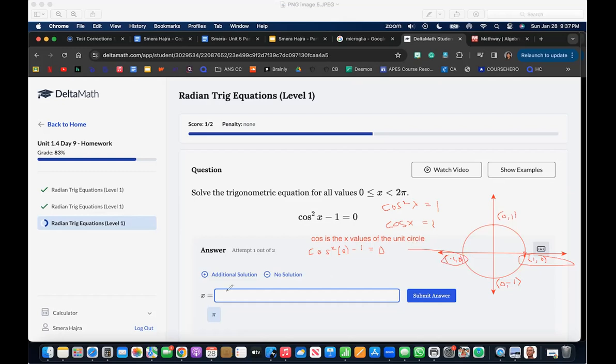So that is two angles. That is this angle and this angle. So we have the angle 0, and we also got pi. Pi comes from this.